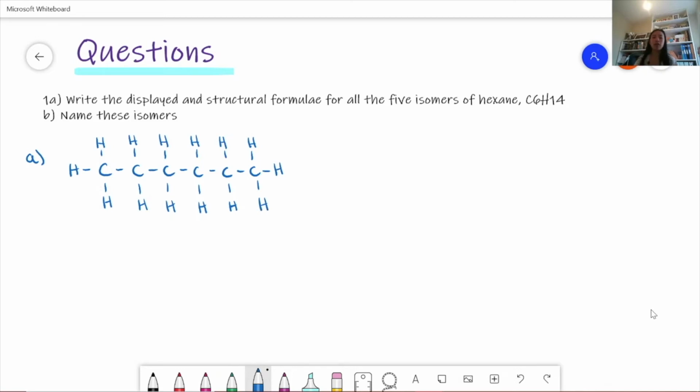So this is the simplest one that we can think of. And then what we can do is we can start to add some methyl groups. So let's try and add one methyl group. That would leave us with 5 carbons in the straight chain. So we'd have 5 carbons and a methyl group.